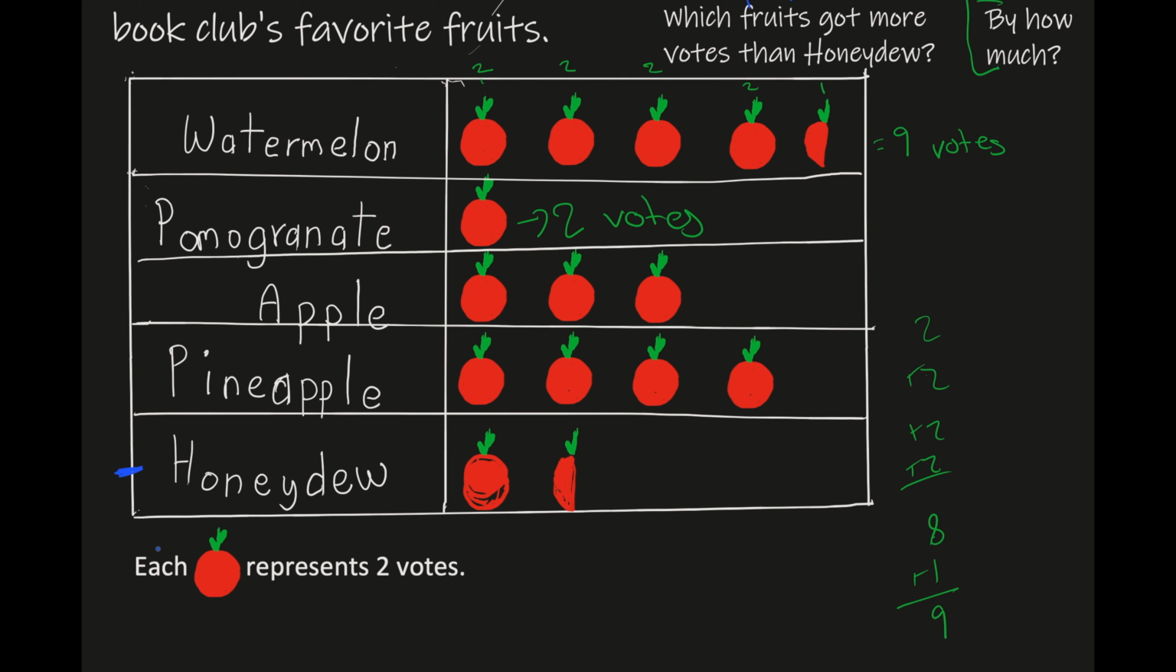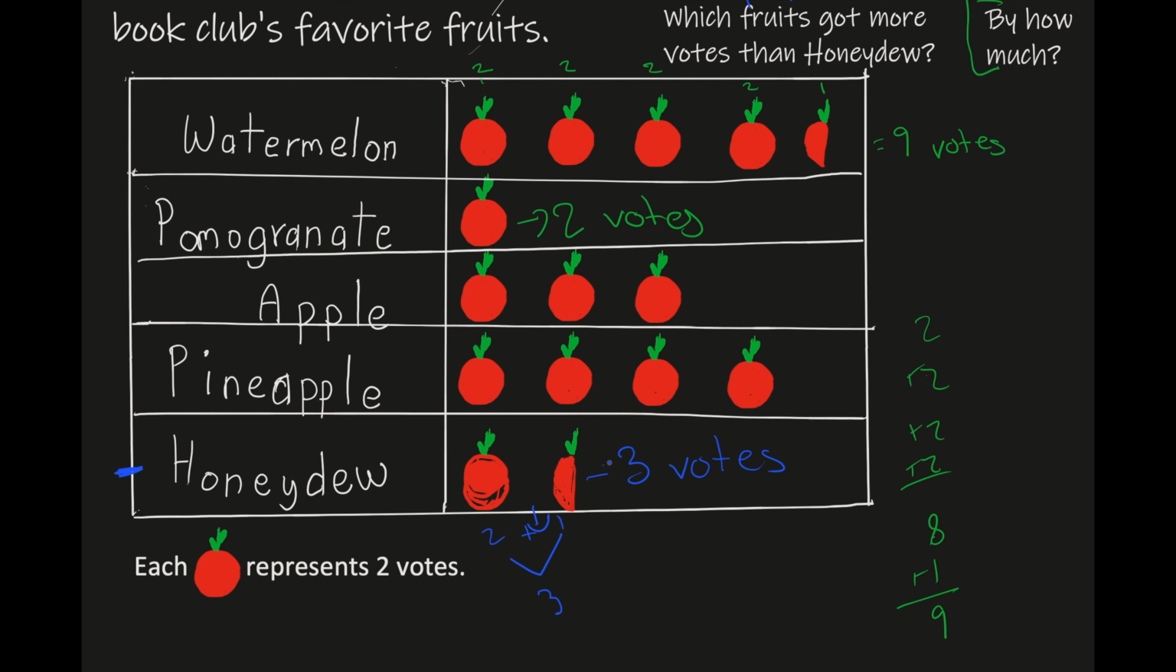Okay, and now we have to figure out how many votes honeydew got. Of course you don't need to do this for this specific problem, but it will help later. So this one is 2. This one is 1. 2 plus 1 equals 3. Honeydew got 3 votes.